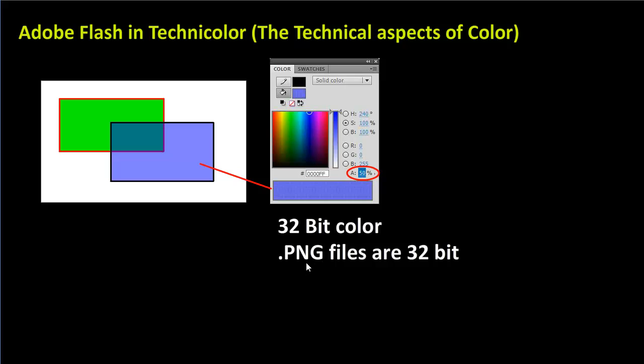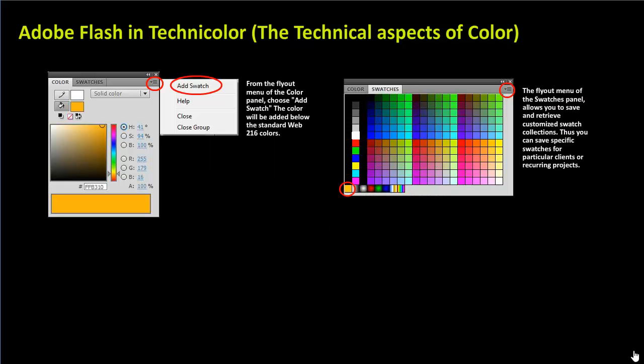In things like Photoshop or importing graphics, PNG files support 32-bit graphics. They maintain the alpha channel. A JPEG or a BMP does not. It's one advantage of PNG files over those other file formats. When you create a color in Flash, in the color panel, you can save that to your swatches. There's a little flyout menu at the top of the color panel, and in that flyout menu you can choose Add Swatch, and it will add it below the default colors in the swatches panel.